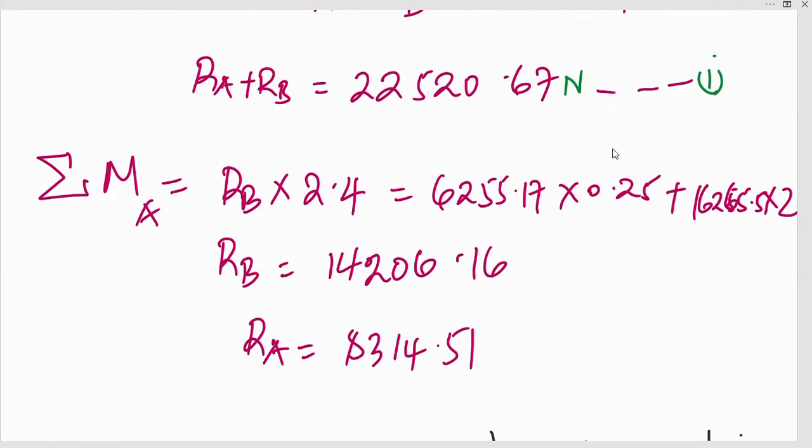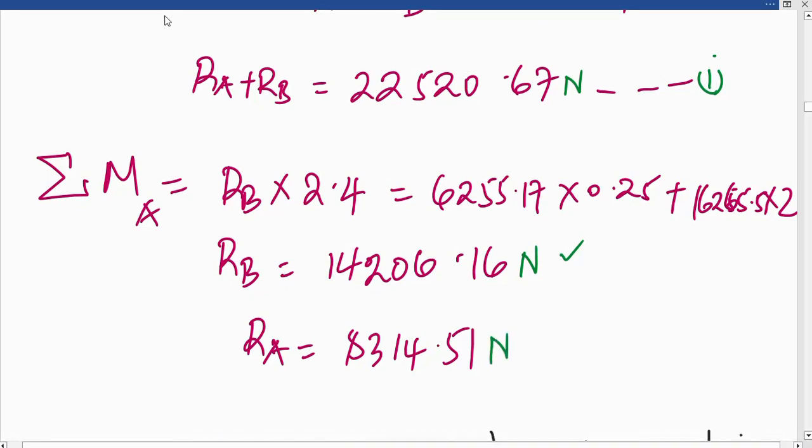So if I solve that, I will get RB as 14206.16 newtons. Okay, then if we use equation 1, we will be able to determine RA. So this RA will equal 8314.5 newtons. That is, if I just go to this minus this, I will get RA.